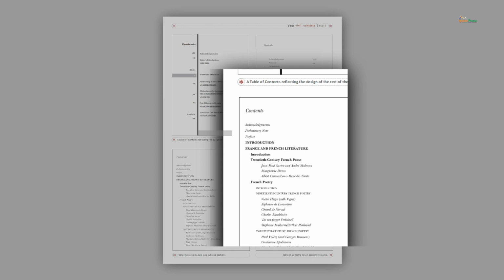Then within it, you will see how the author has organized the work. Within French poetry, we have two more sections. Within French poetry, we have 19th century French poetry, and then we have 20th century French poetry. Inside that section, with more indents, you then have the names of the poets in italics.